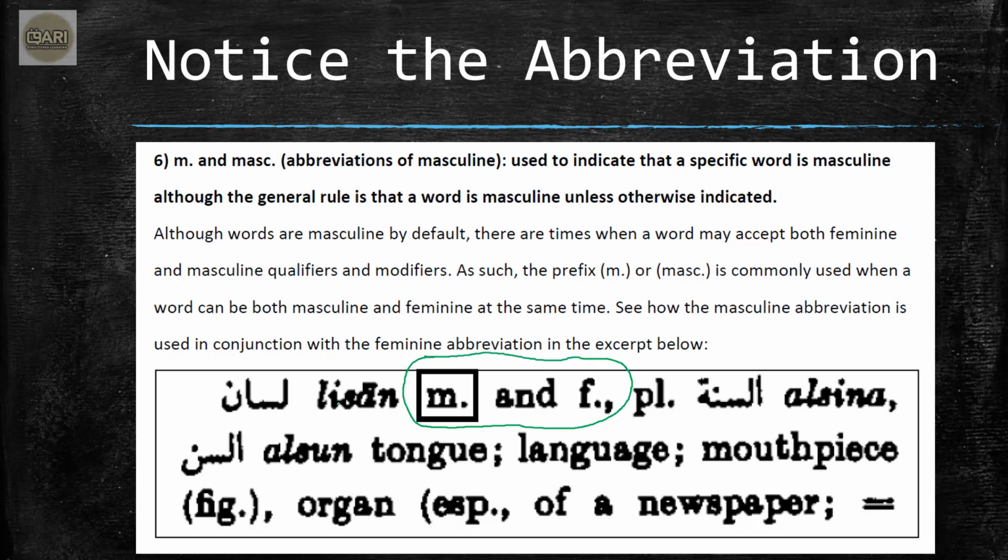So the word lisan, which is the old term for language, they used to call it lisan. Lisan is also a tongue, the tongue that you have in your mouth. So it's a masculine and feminine word. So you see there the M, and you also see the F. But again, usually because masculine is the default, they're usually not going to indicate masculine unless it's both masculine and feminine.